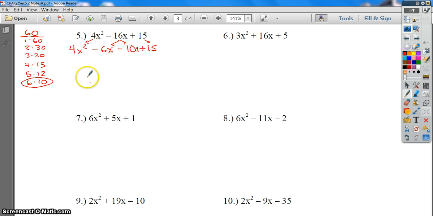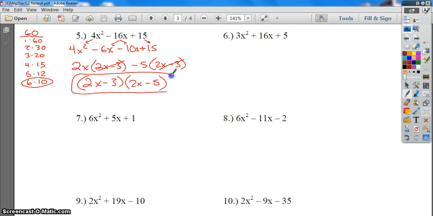Okay? And GCF out of these two, it looks like 2x. That's going to leave you with 2x minus 3. GCF out of these two would be a negative 5, leaves me with a positive 2x minus 3. 2x minus 3's match up. And then you're going to have a 2x minus 5. Right? Let's go to number 6.